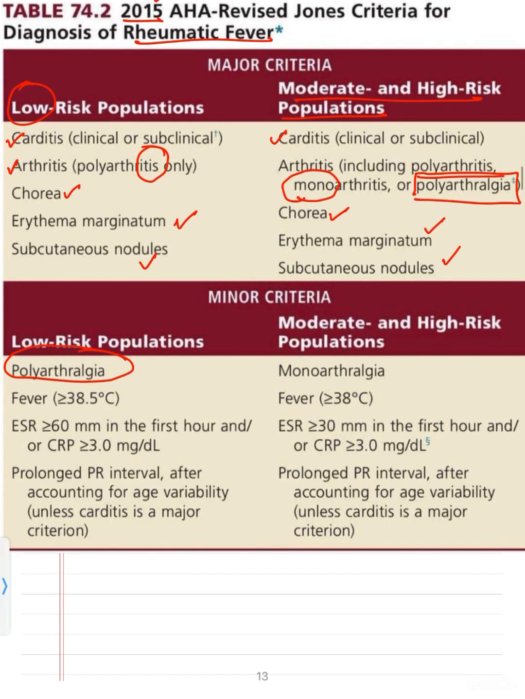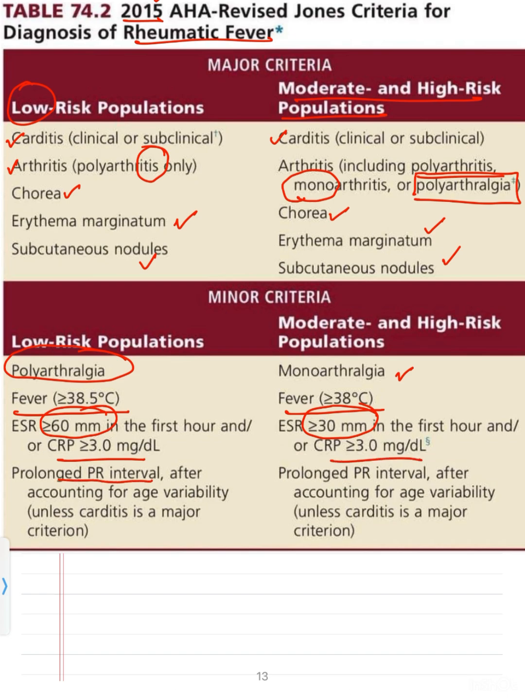Minor criteria, there is polyarthralgia, in the moderate to high risk it is monoarthralgia. Fever more than 38.5 degrees Celsius, here 38 degrees Celsius. ESR more than 60 mm in the first hour, here it is ESR more than 30 mm in the first hour. CRP more than 3 in both of them.